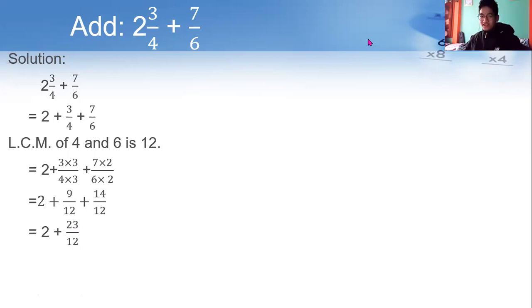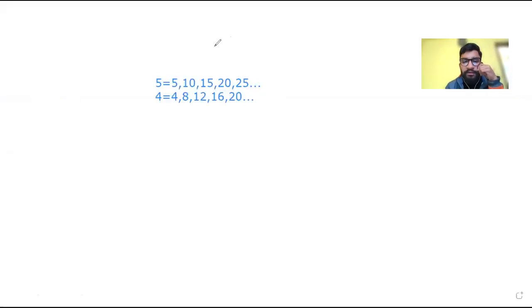How many wholes? How to do that? 23 should be divided by 12, right? 1 12 is 12, so divide it in that way. So what is the remainder here?